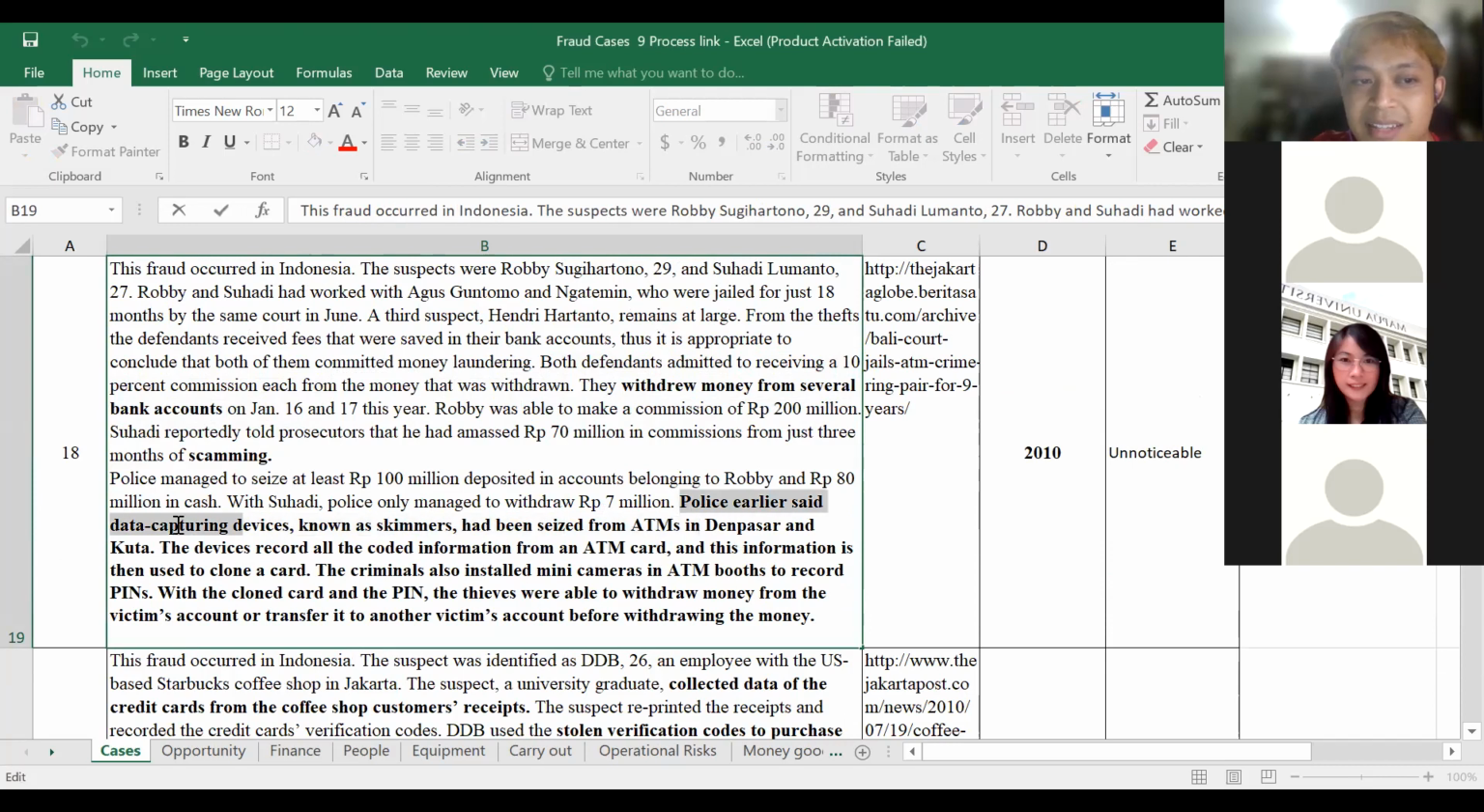This one. Police earlier said data capturing devices known as skimmers had been put in the machines. I will go to this place. Where is this one? Oh, 2010. Okay, so I will just withdraw the money in Java. I'm kind of afraid. The devices record all the coded information from the card. Both recorded the PIN. With the clone card and PIN, the thieves were able to withdraw money from the victim's account or transfer it. So what does that mean? They copied it. Yeah, they copied.